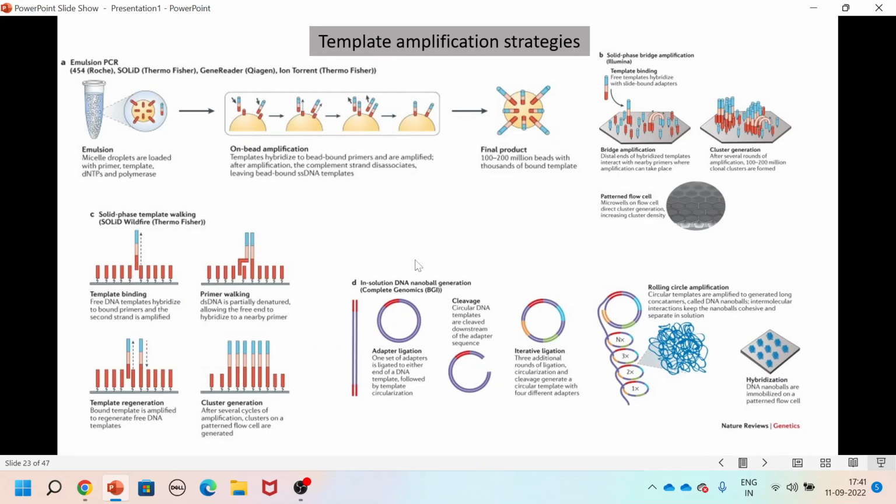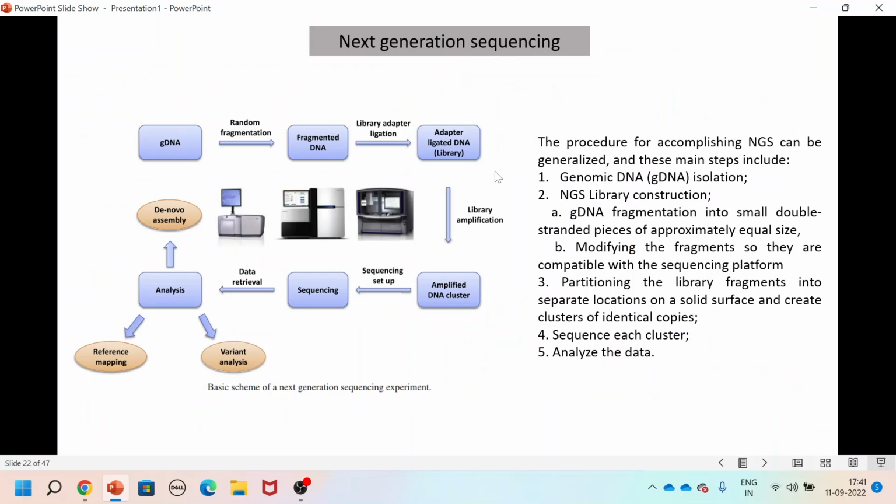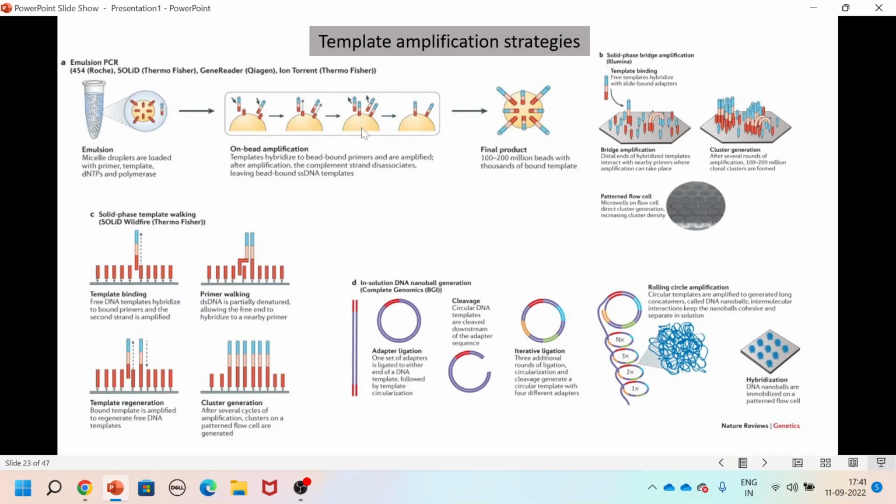So there are various techniques which are used for the amplification of the template, as this is one of the very important steps where we get the amplified DNA clusters, only after which the sequencing can take place. So there are various strategies for the template amplification. The most common are emulsion PCR, and second is solid phase bridge amplification.